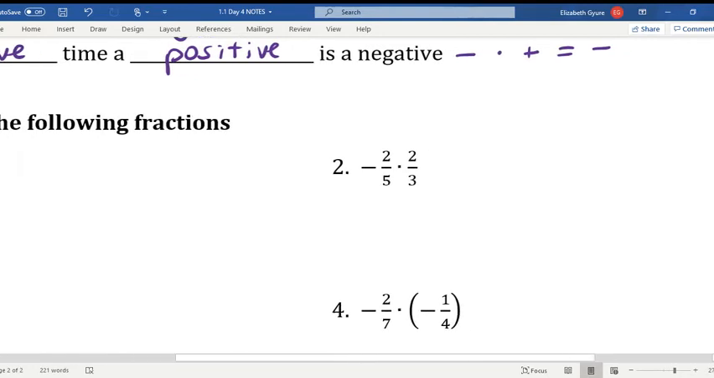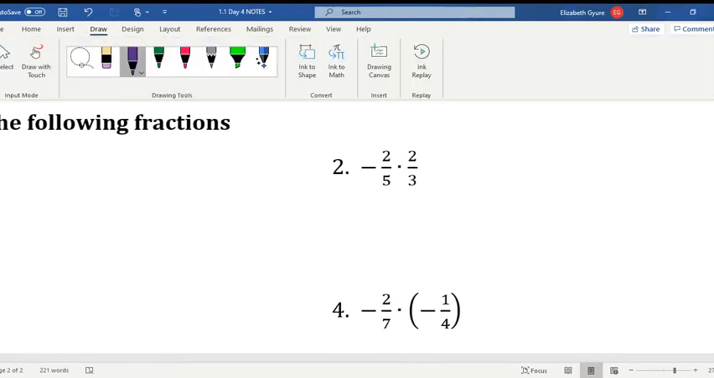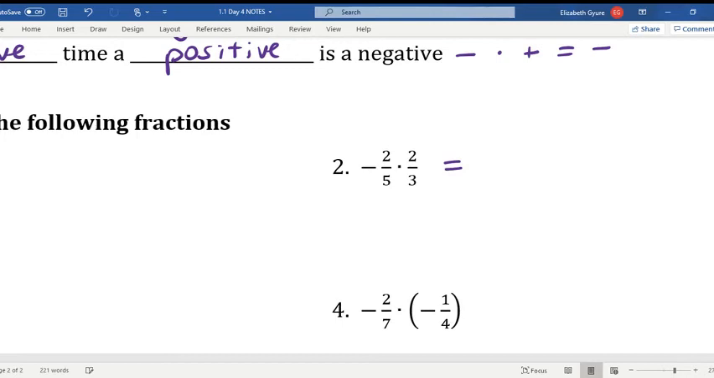But something you need to be careful with. Look at your signs. Yeah, we have a negative and a positive. A negative times a positive is going to give us a negative. And then just multiply. 2 times 2 is 4. 5 times 3 is 15. And then there was nothing to reduce at the beginning, so there's probably not anything to reduce now, right? Correct. All right.